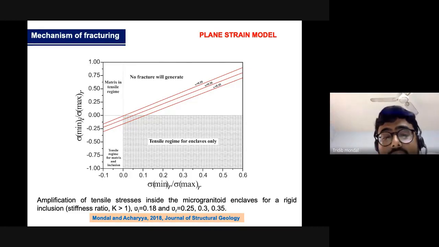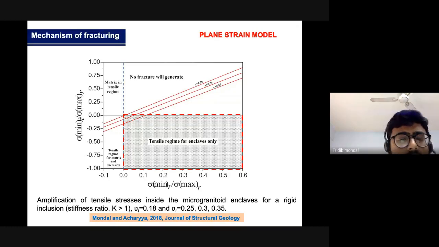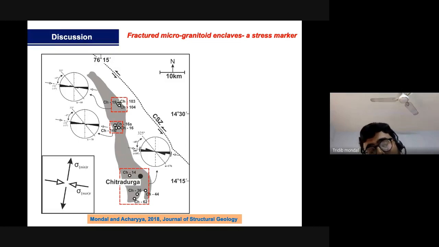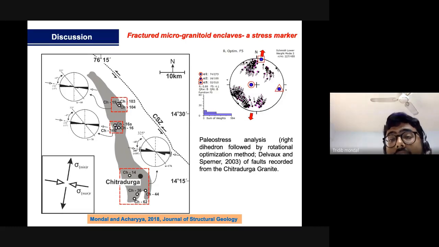Here the sigma minimum I is plotted because this is responsible for the fracturing within the microgranitoid enclave. As you can see, if you increase the far field stress, the sigma minimum I, that is the internal minimum stress, moves to the tensile regime very fast compared to the surroundings. As a result, we get tensile fractures within these microgranitoid enclaves. The fracture orientations are consistent, as I told, with very steep dip. That means if these are mode 1 fractures, then the compression lies in the west northwest, east southeast direction. Then the sigma minimum must lie horizontal in the north northeast to south southeast direction, which is in very good agreement with the fault slip analysis that I obtained from the region.